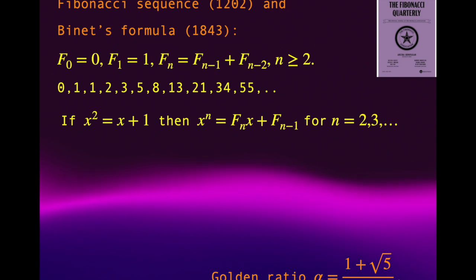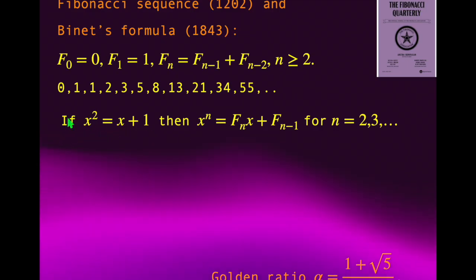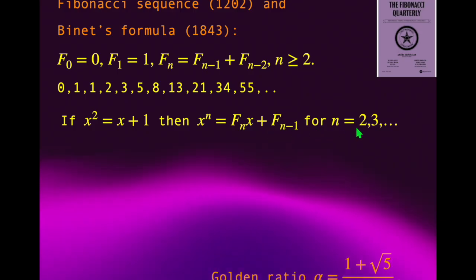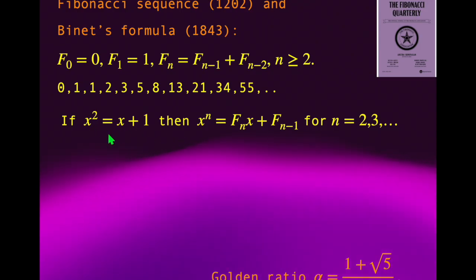The idea behind Binet's formula is the following. It's this relation. If you take x, a solution of this polynomial equation, then x power n equals Fn x plus Fn minus 1 for n from 2 to infinity. And Fn is of course the Fibonacci sequence. Of course we will prove this. The proof is easy and it's done by induction.